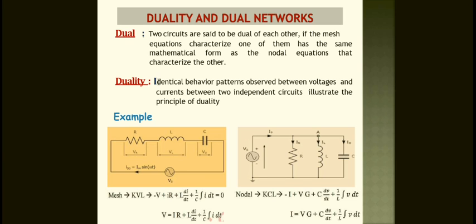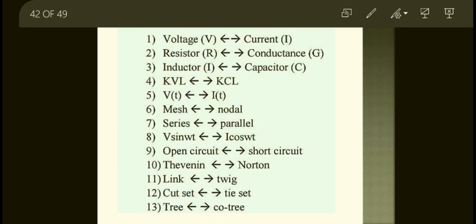So here in the nodal analysis, KCL is applied. Therefore I is equal to V into Y, where Y is the admittance. G is called the reciprocal of the resistance, which is conductance. So I is equivalent to V by R, that is V into G, plus C dV by dt plus 1 by L into integral V dt. So this is the duality of the dual networks.